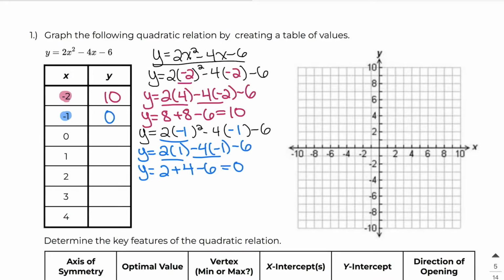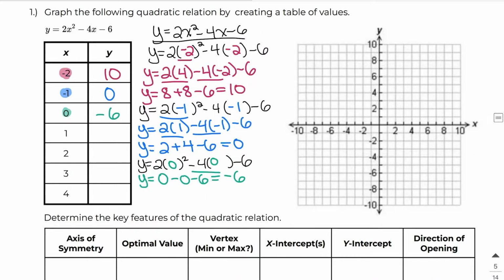Okay? Now, this will get tedious to do all of these lines of work every single time. So for the next one, I am going to plug it in, just like we did before. So here I'm going to say y equals 2 times 0 squared minus 4 times 0 minus 6. Except now I'm just going to do it all in a couple of lines here. So here, 0 squared is 0, and then 0 times 2 is also 0. Negative 4 times 0 is 0, and then minus 6. Subtract the 6 from 0, I get negative 6. So this here would be negative 6.